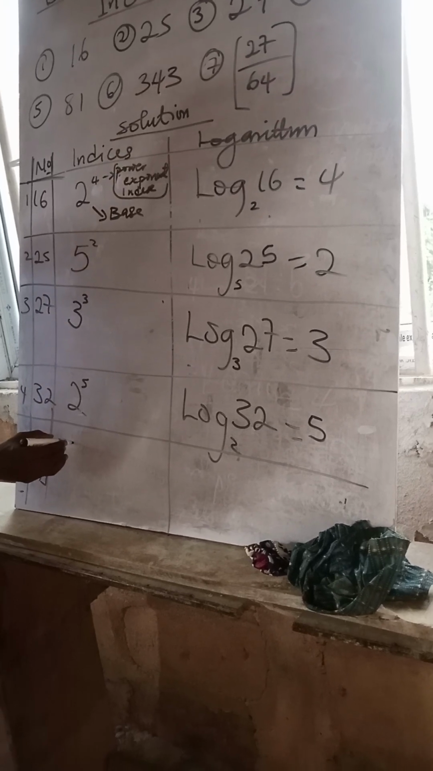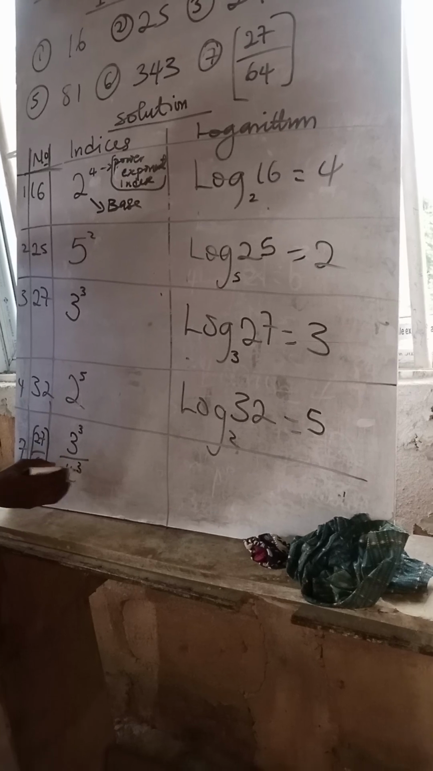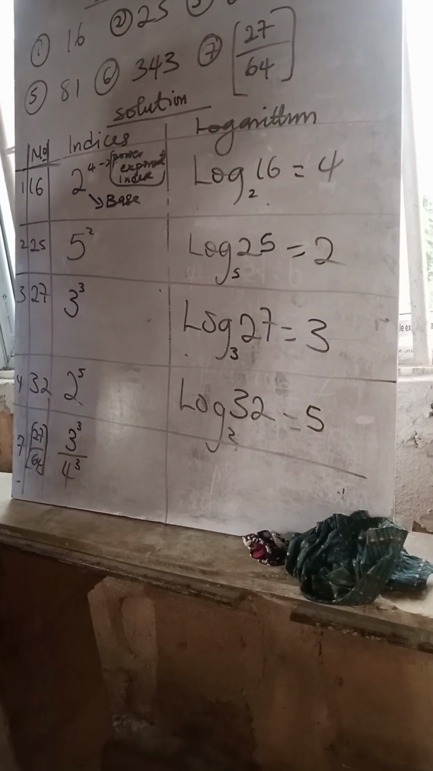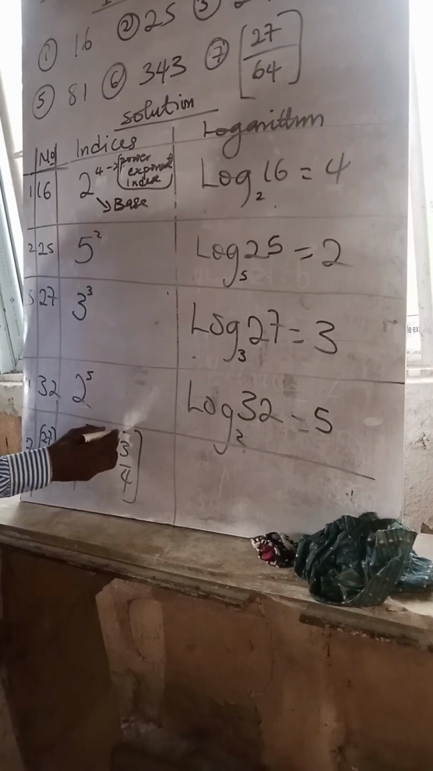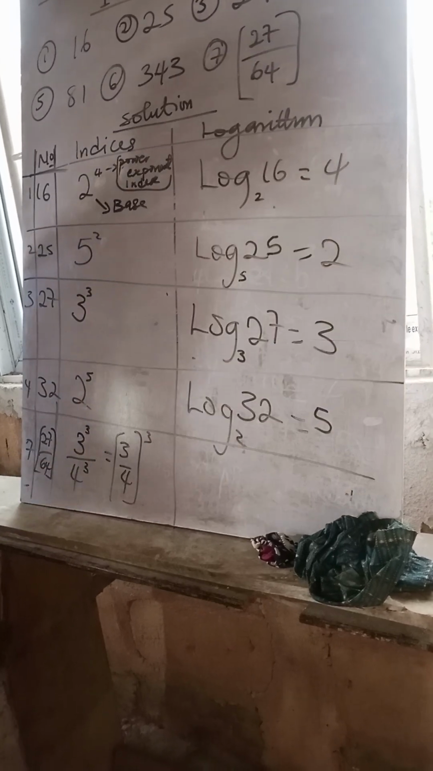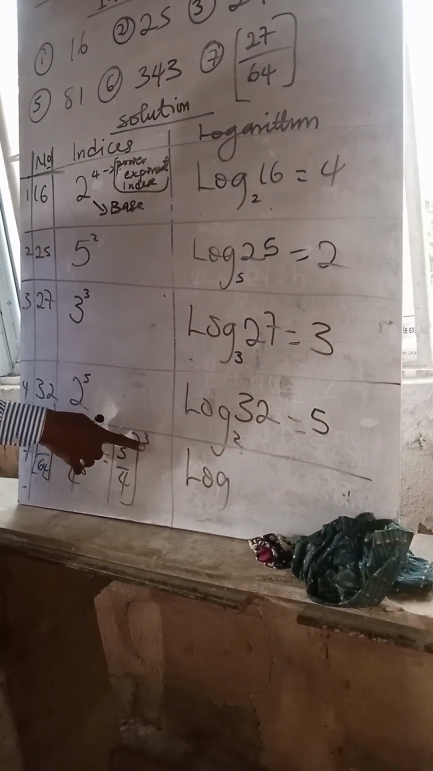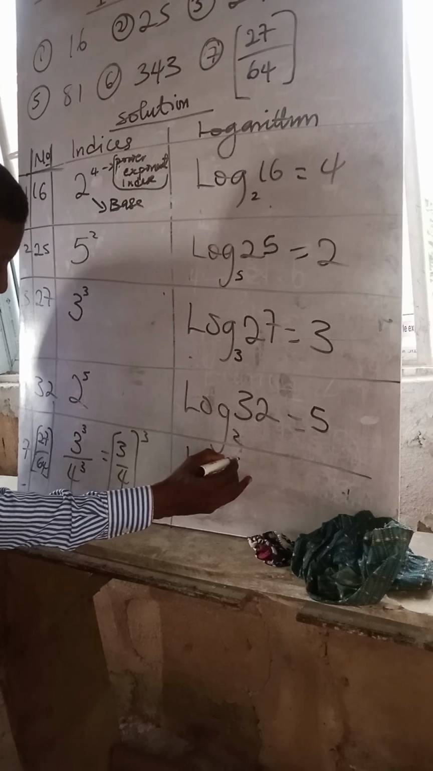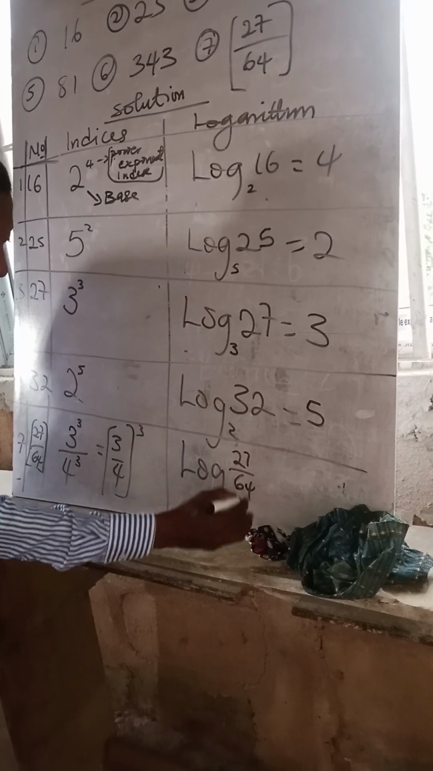Do you know that this is the same thing as 3 raised to power 3 all over 4 raised to power of 3? Hope you know that. This is the same thing as saying 3 over 4 all to the power of 3. So this is going to be log 27 over 64, and we already know our answer is 3, because that's our power, right?